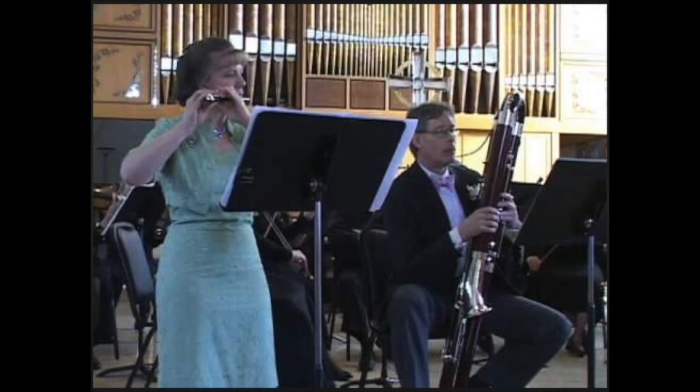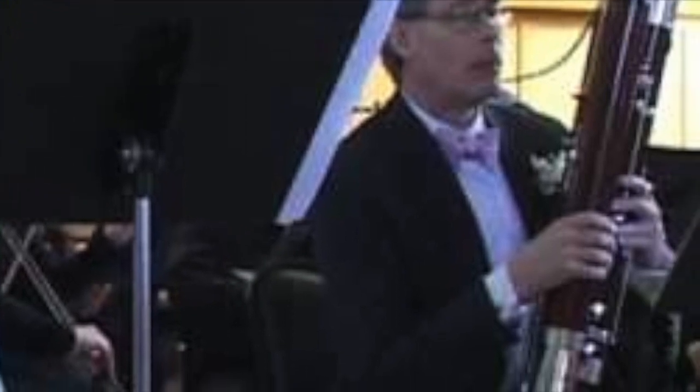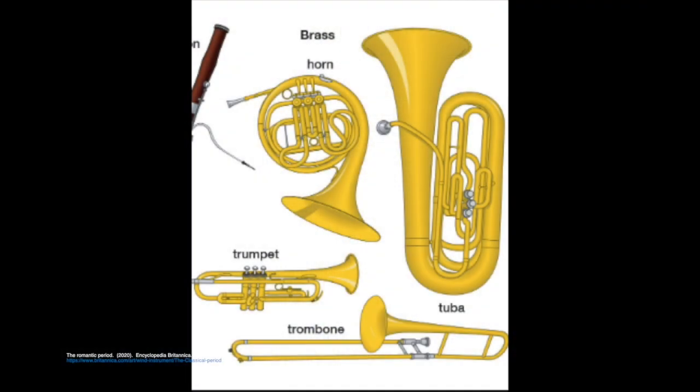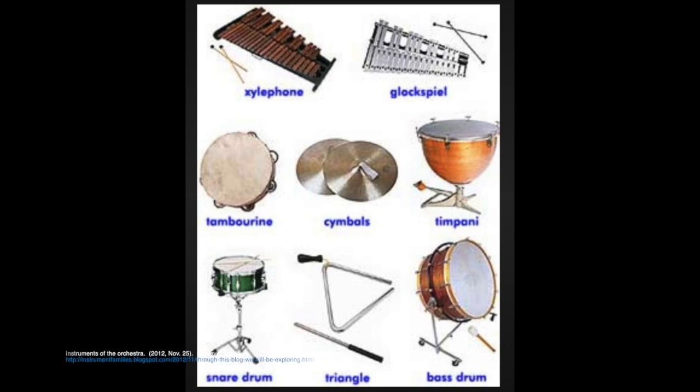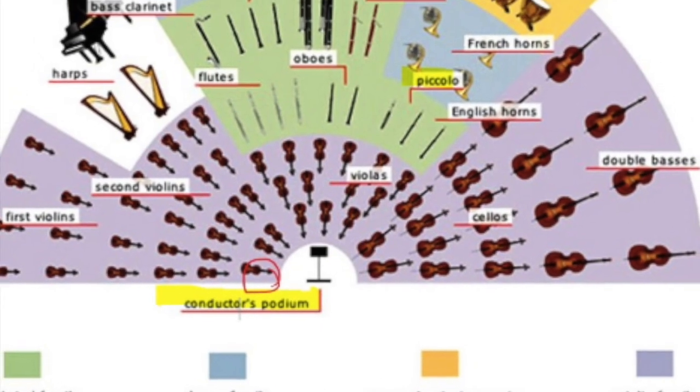Composers wanted more intense sounds, so they added woodwind instruments like the piccolo and contrabassoon, and more brass instruments like horns, more percussion instruments like triangles, cymbals, and xylophones and bass drums, and all these instruments were so loud, so composers needed to add more stringed instruments to even out the sound.